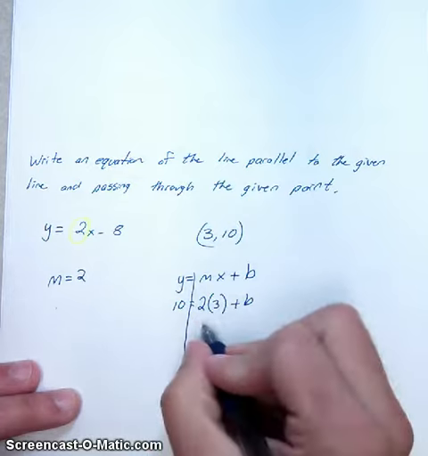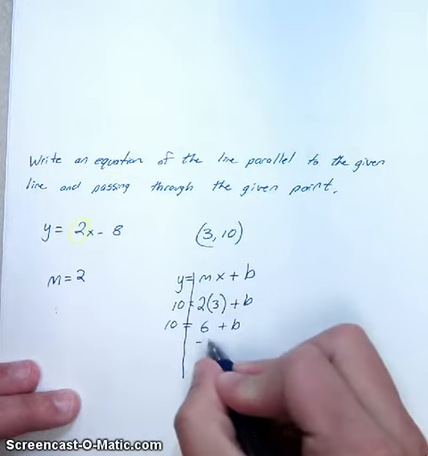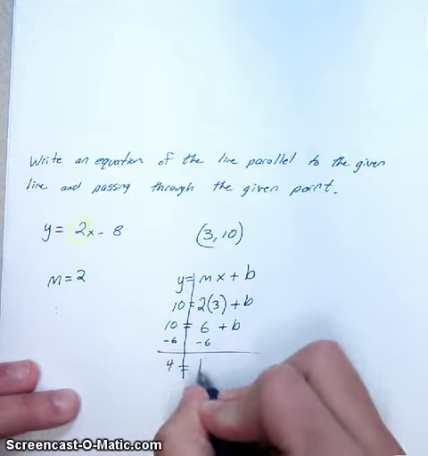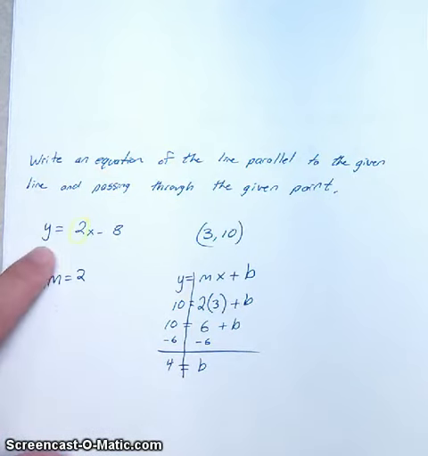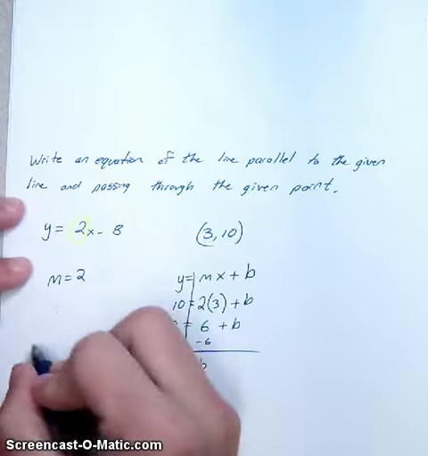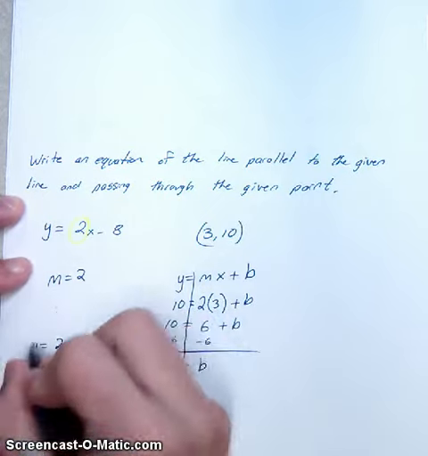So 2 times 3 is 6. I bring down the 10 and the plus b. Subtract 6 from both sides. And I'm left with 4 equals b. So really, my new equation of the line that is parallel to this equation and goes through the point (3, 10) would be the equation y equals 2x plus 4.